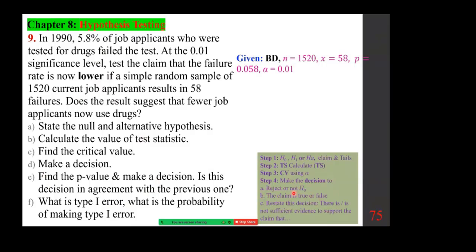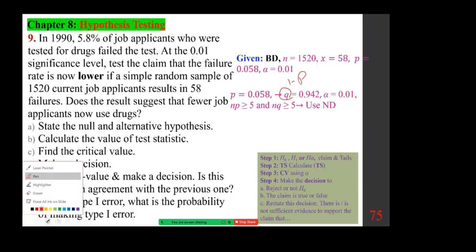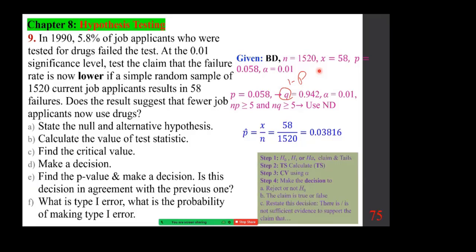So p is equal to 0.058. Therefore, we can calculate q, that is 1 minus p. We have to check to make sure np and nq are large. So clearly, when we multiply 1520 by 0.058, it is larger than or equal to 5. And of course, when we multiply it by q, it's even larger. We also need p hat, which is lowercase x over lowercase n, which ends up being 58 over 1520. And we use a bunch of decimals to represent that.